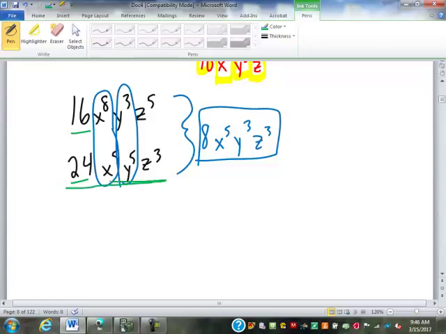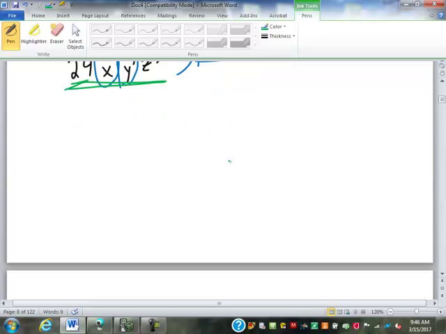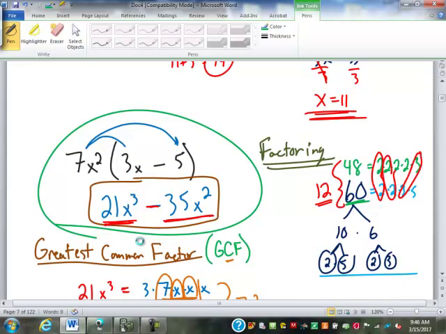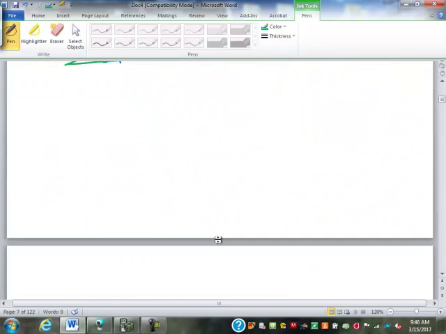So why do we care? Why are we finding GCF? Well, let's go back to that original example we had up here, where we multiplied that out and we got 21x to the third minus 35x squared.